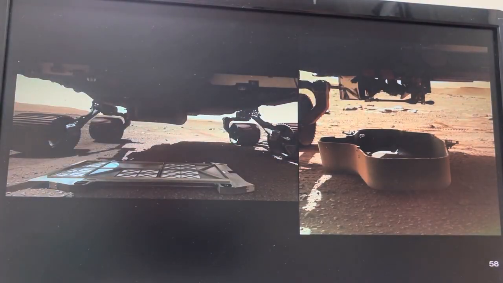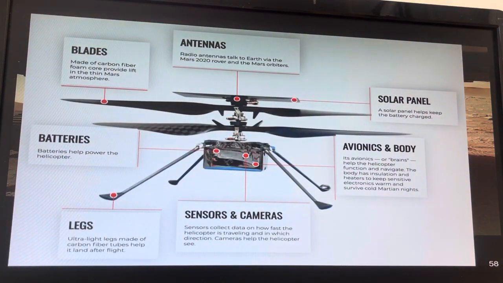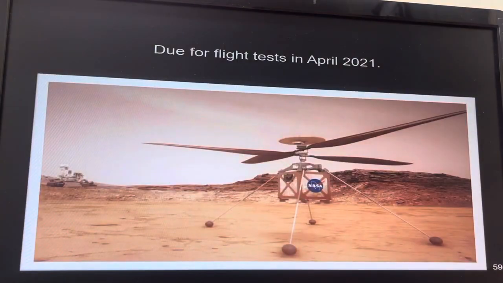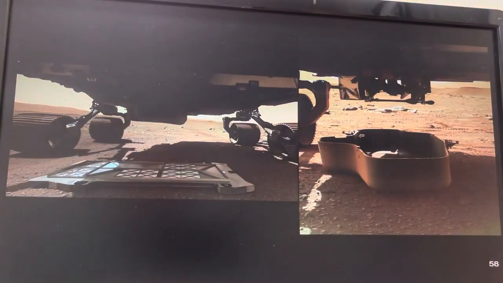And even as I speak, this helicopter is getting ready to be deployed, and it should be flying around this month, April, this year. That's what's happening right now. So I'll go back to the last picture in a minute, but this is the first drone helicopter that's been on any other planet. And it's called Ingenuity.